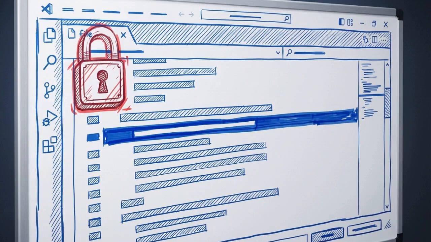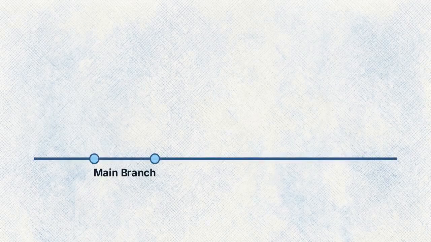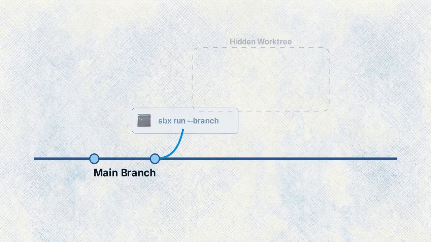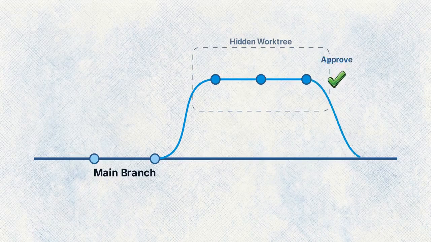Instead of letting the agent edit your files directly, use the --branch flag to trigger branch mode. This diagram shows the separation. Your main branch stays clean. On the right, the agent operates on its own separate branch within a hidden work tree. When finished, you review the changes. If correct, you manually push the branch to your main repository.